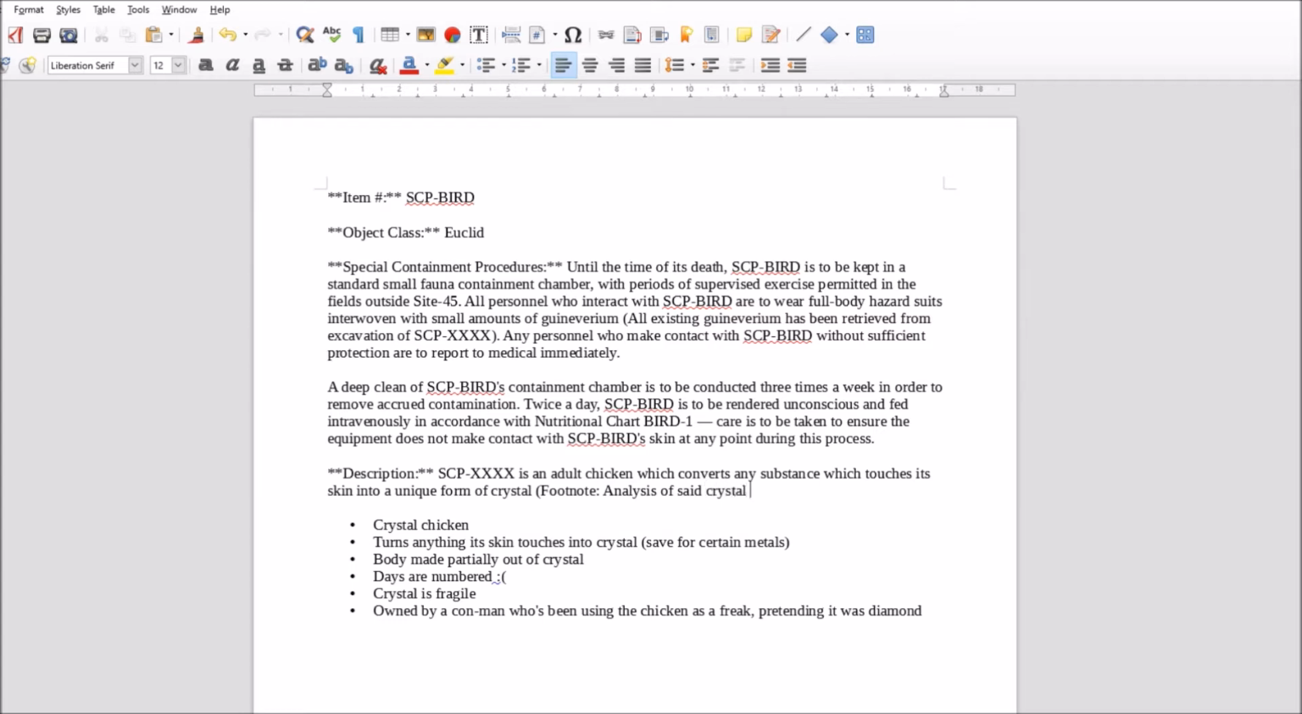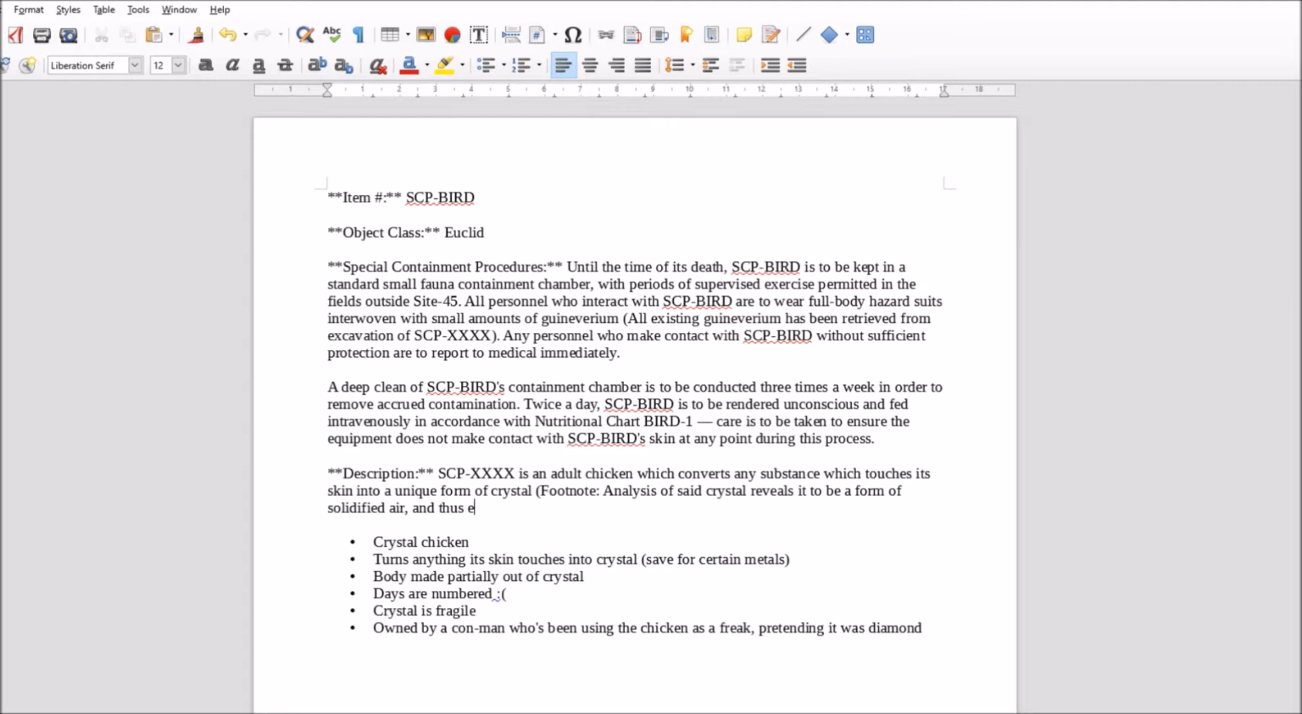So as you can see, I've already started writing here. What we've got so far is: SCP is an adult chicken, we're going to fancy that up a little later, which converts any substance that touches its skin to a unique form of crystal. Then we'll have a footnote going into the composition of it, which reveals it to be a form of solidified... Actually, maybe this won't be a footnote. Maybe this will just be a second sentence. And thus is extremely fragile to the touch. Oh yeah, so if you drop it or touch it too hard, it'll break.